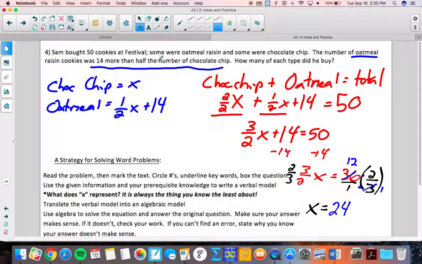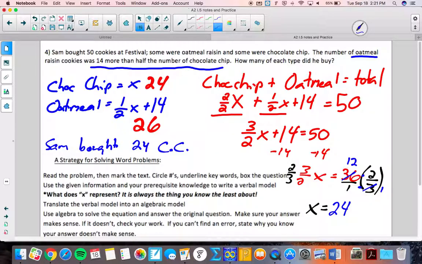So x is the number of chocolate chip. So he bought, or she bought, whoever Sam is, bought 24 chocolate chip cookies. And half of 24 is 12. 12 plus 14 is 26. So Sam bought 24 chocolate chip and 26, like I said, 26 oatmeal cookies. Yay!